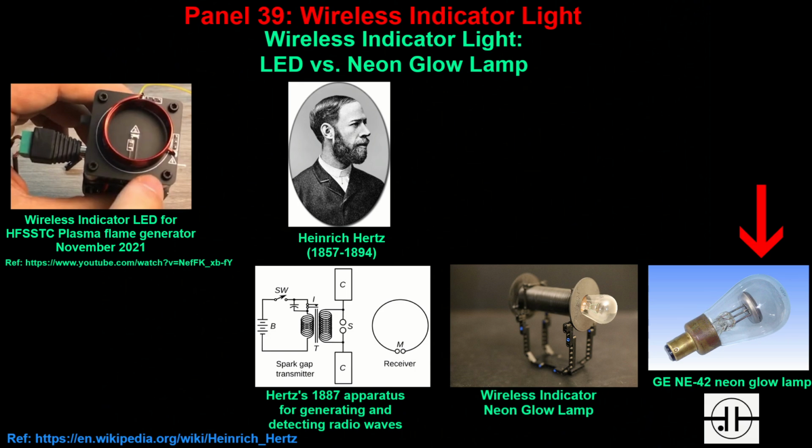Instead of LEDs, I chose the General Electric NE42 neon glow lamp, widely used since the 1970s. This lamp, filled with neon gas and paired with a hand-wound coil, lights up near the oscillator, responding to electromagnetic energy, just as Heinrich Hertz's 1887 spark gap detector demonstrated wave propagation through induced glow.